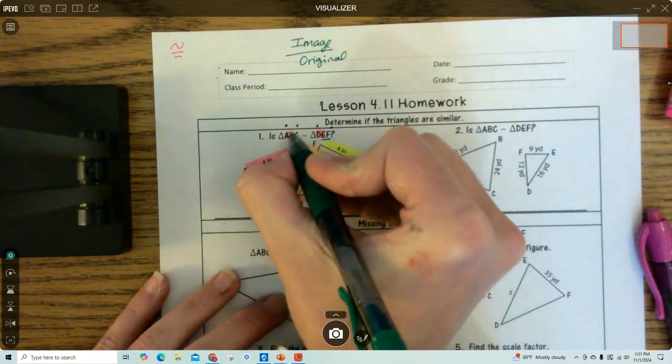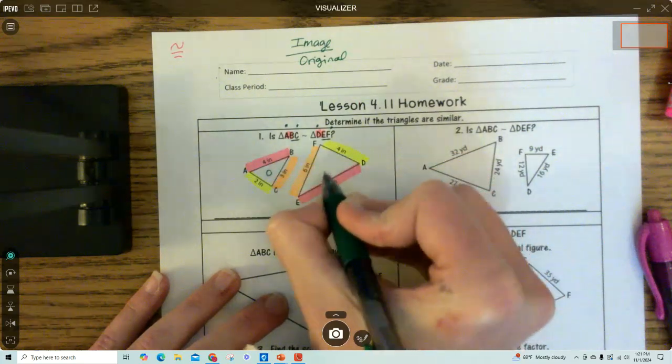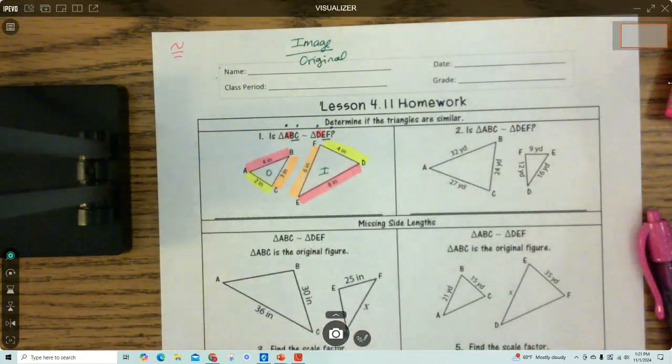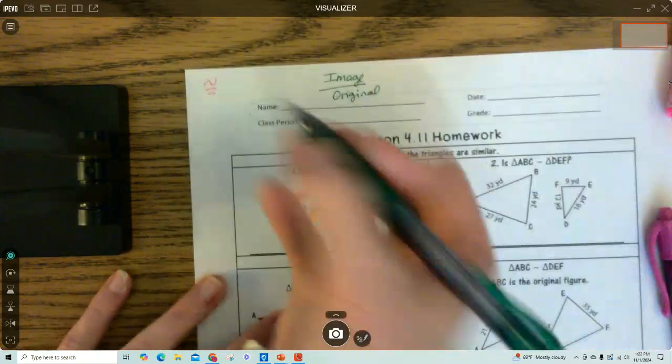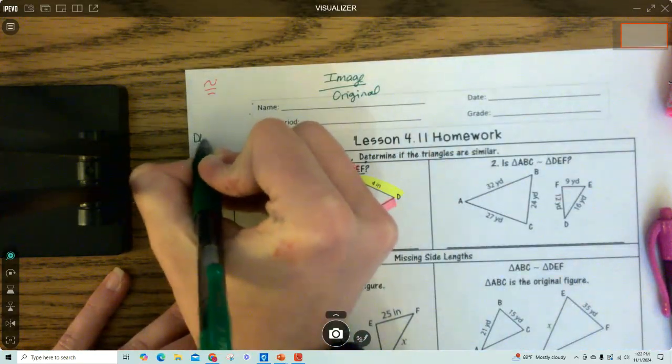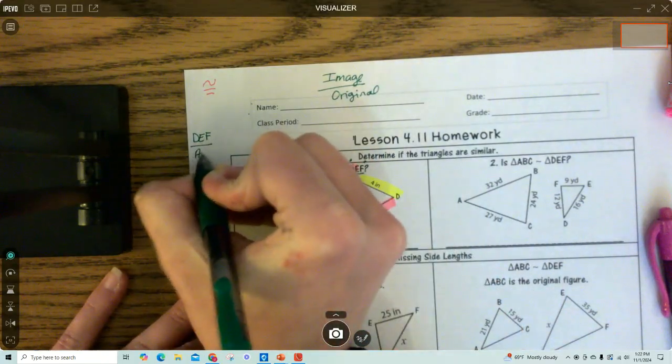The one that's listed first, I always call that one the original, and the one that's listed second, I call that one the image. Again, there's no set, it doesn't have to be that way, but if you just keep it consistent, it's easier to work through these problems. So, image is going to go on top, that's triangle DEF. And then ABC is the original.